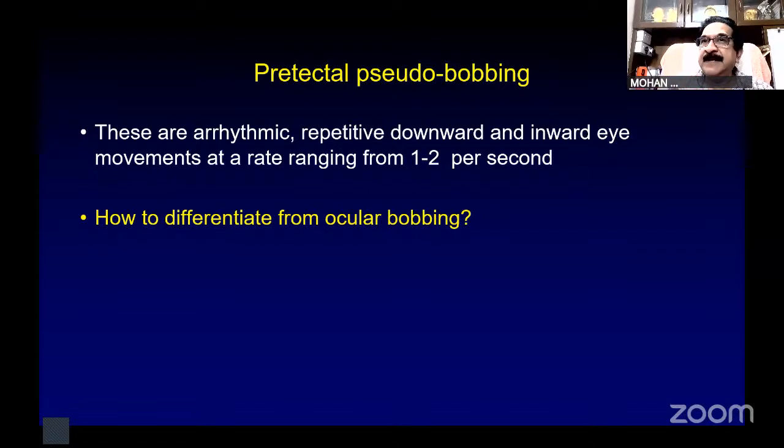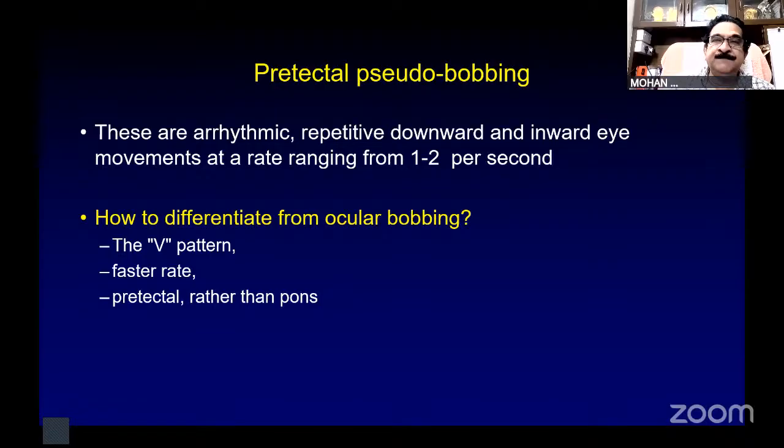Now, somebody can mimic an ocular bobbing, but what are the points differentiating ocular bobbing is that it's a V pattern. You can also have a rapid eye movement, slow upward deviation in pseudobobbing also, but it is not vertical. It's actually coming down and inward, and it's at a faster rate, sometimes without an intersaccadic interval. And the lesion is pretectal, whereas the classical bobbing is in the pontine region.